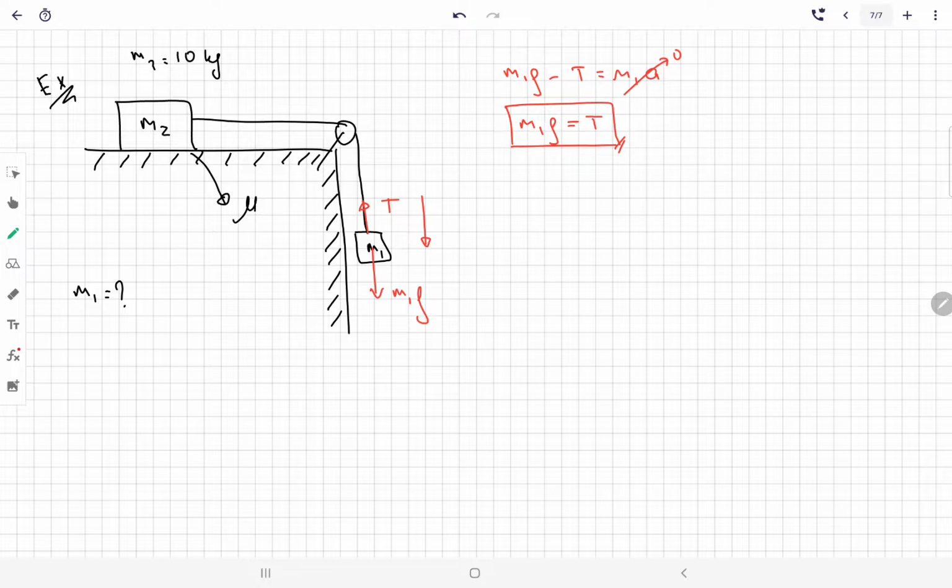Now let's come to the second object. To the right we have a tension, to the left we have a friction force, downward we have M2G, upward we have a reaction force N2. And in the horizontal direction, resultant force equals tension minus friction force equals M2A.